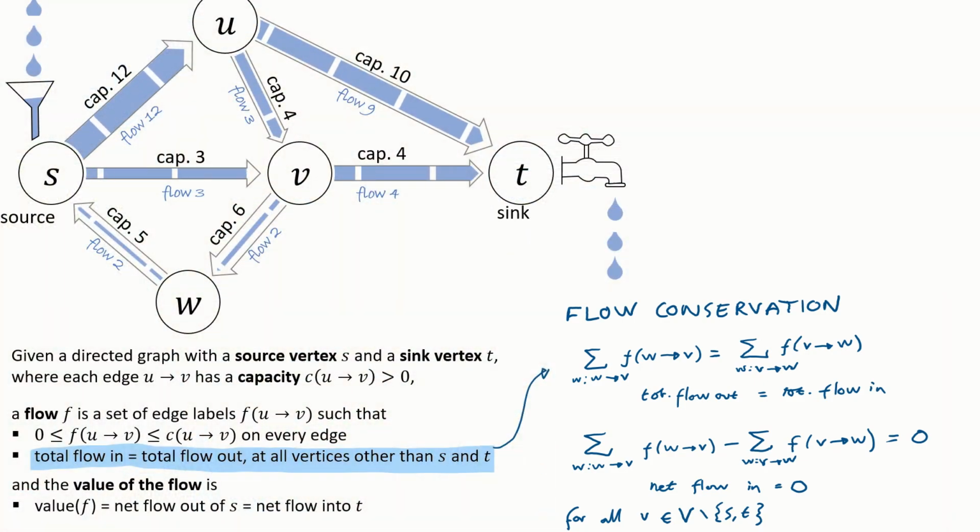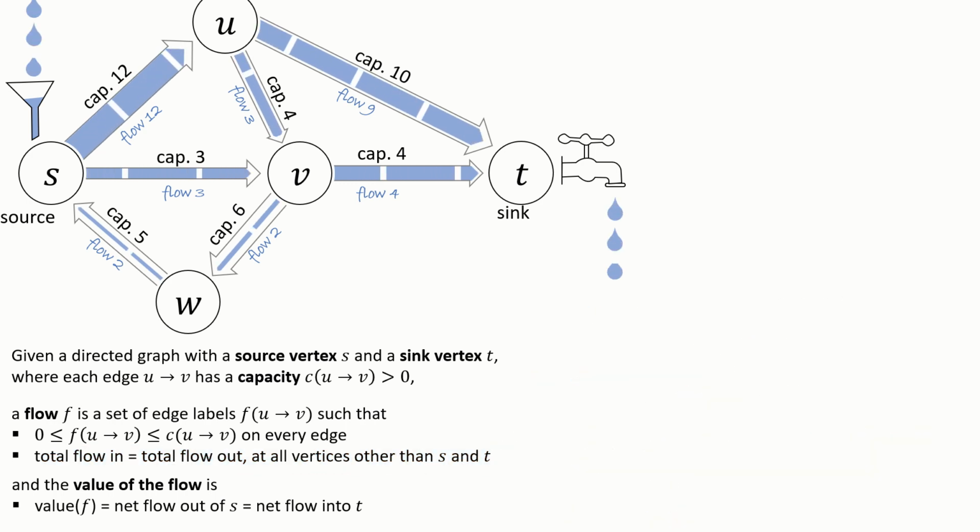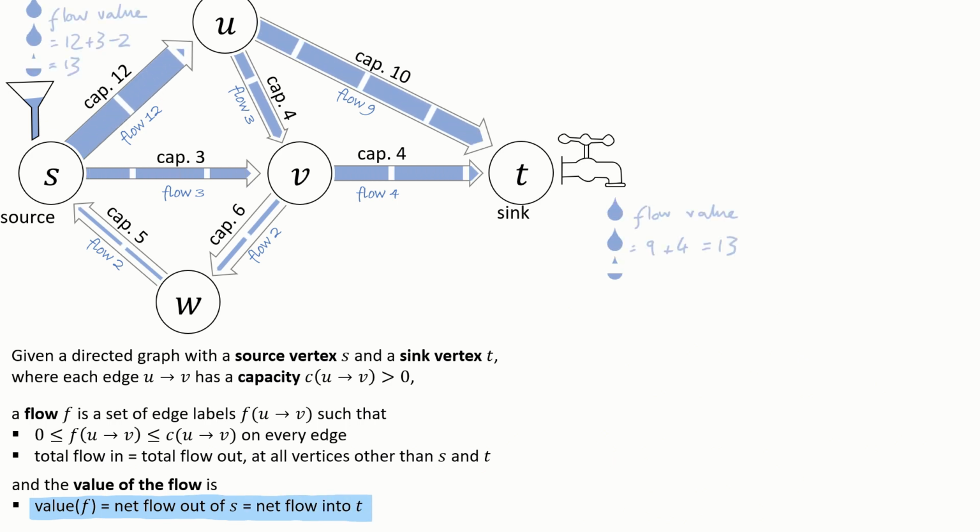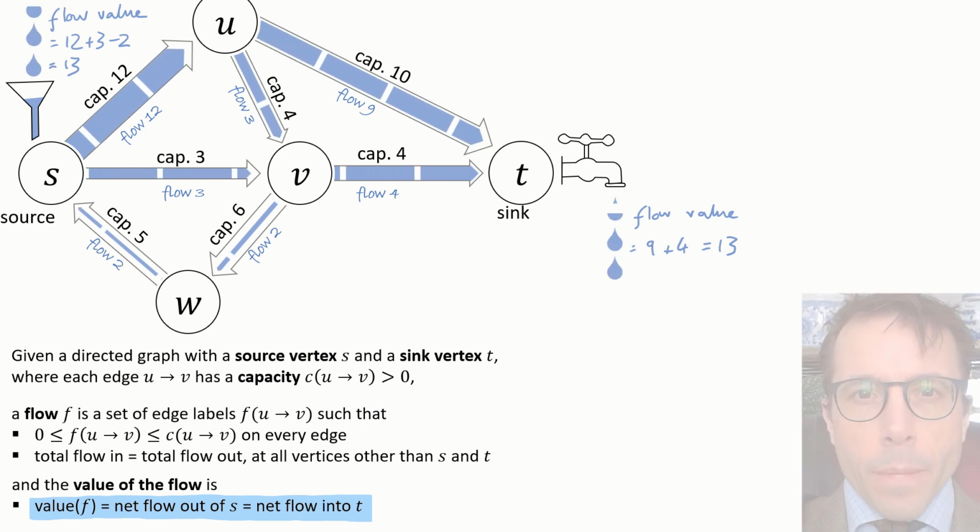Anyway, moving on. Flow conservation is required to hold at all vertices V except for the source and the sink. That's because there's a net flow out of the source and a net flow into the sink. In this network, the net flow into the sink is 9 plus 4 equals 13. And the net flow out of the source is 12 plus 3 minus 2, which again is 13. This amount is called the flow value.